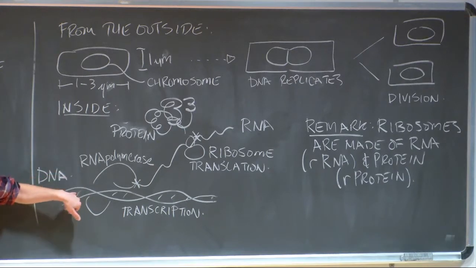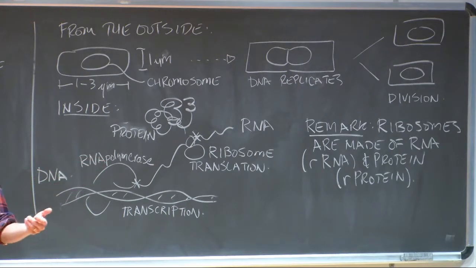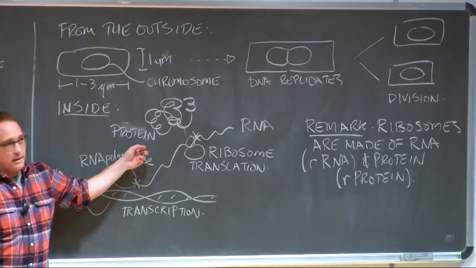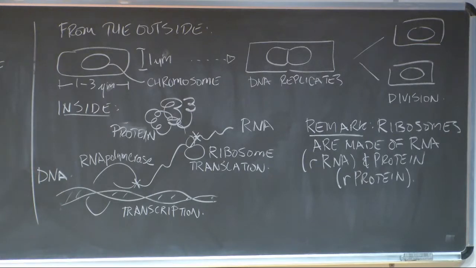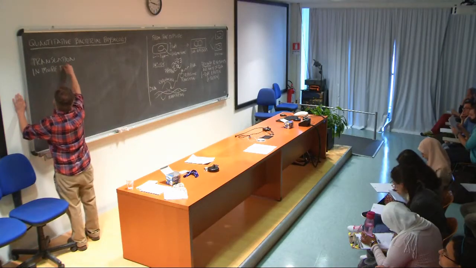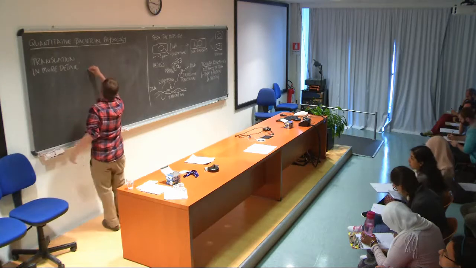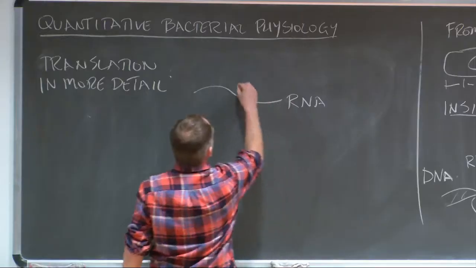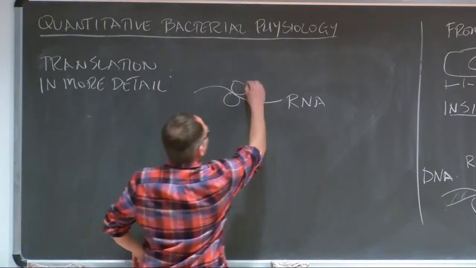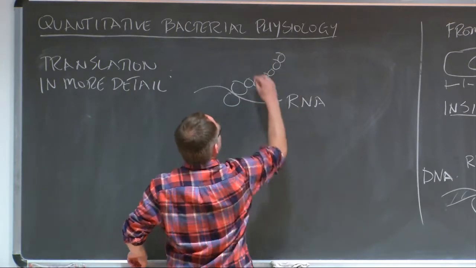The DNA is being turned into RNA, which is a template or an instruction set for how to make proteins. And it serves as a template for polymerizing amino acids into protein. And maybe it's worth drawing that out. And then I'll pause. So this is translation in more detail. You have the RNA, you have this ribosome, and then you have protein, which is made out of these amino acids.